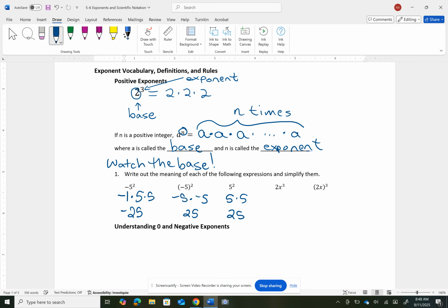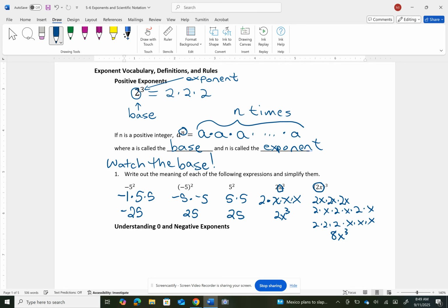Now, on these last two, I want you to notice how on this one, the 3 is only really being applied to the x, where on the last one, it's being applied to 2x. So this one means 2 times x times x times x, and the best way to write that is 2x to the third. But the last one really means 2x times 2x times 2x. So there are really 3 2's multiplied together and 3 x's, so that's going to wind up being 8x to the third. Very different.